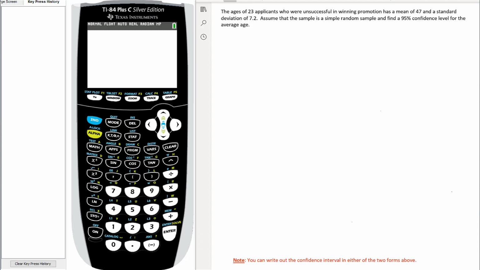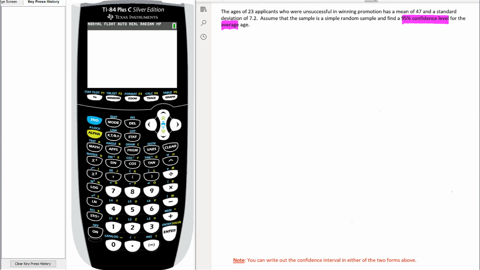So in this example, the ages of 23 applicants who were unsuccessful in winning promotion has a mean of 47 and a standard deviation of 7.2. Assume that the sample is a simple random sample and find a 95% confidence interval for the average age. So the problem is asking us to create a 95% confidence interval, and it's for the average.